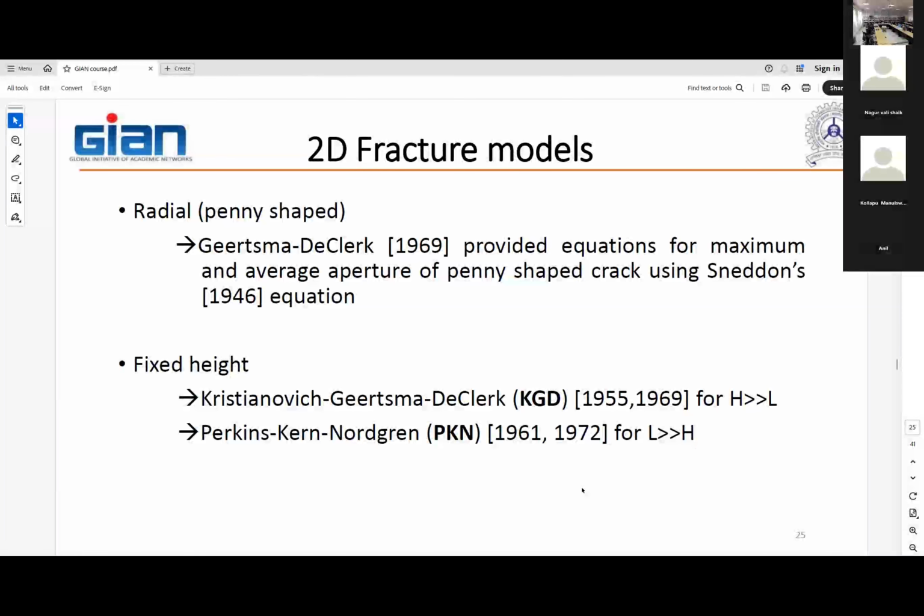Next question: is the average fracture width equal to or less than the fracture width at the wellbore? It's less than. Average width is less than, yes, correct.